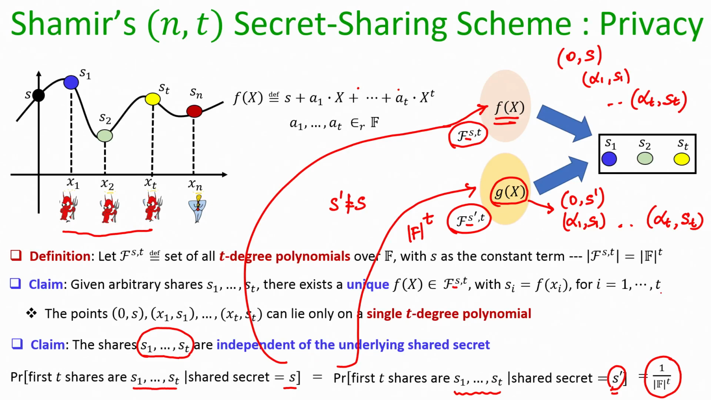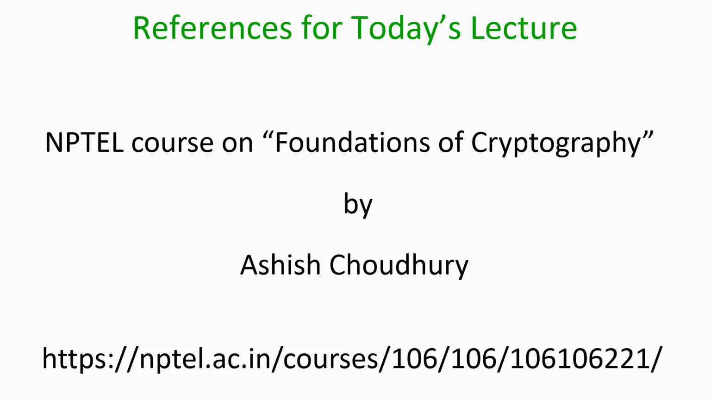So, that shows it does not matter whether the secret shared is S or S prime, with equal probability the shares S1 to ST could occur as the first T shares. That means, the probability distribution of those T shares is independent of the actual secret, which formally proves that your Shamir secret sharing scheme does not reveal any information if T shares are compromised.